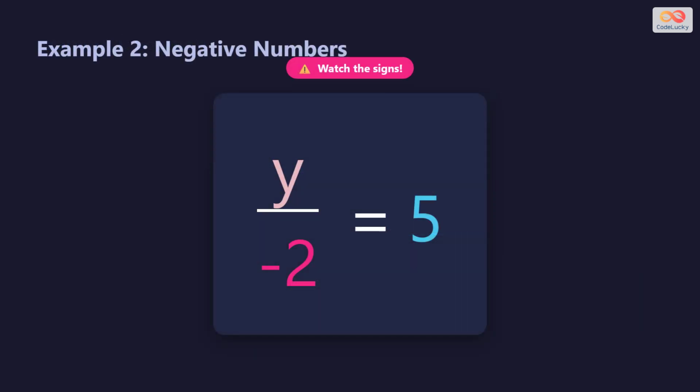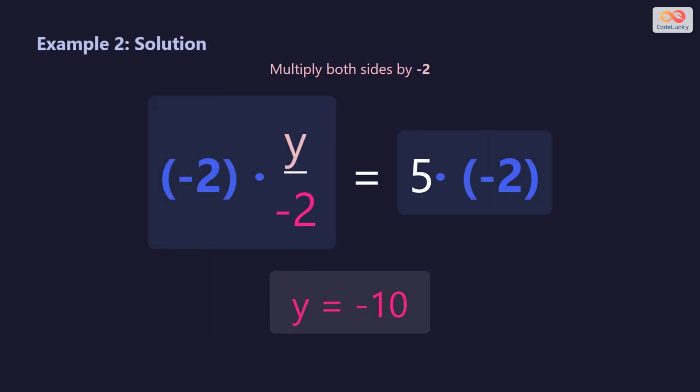Now let's try a slightly trickier one involving negative numbers. The equation is y divided by -2 equals 5. The principle is exactly the same, but we must be careful with our signs. To undo the division by -2, we multiply both sides by -2. On the left, the -2's cancel out completely. On the right, 5 times -2 equals -10. Therefore, y equals -10.